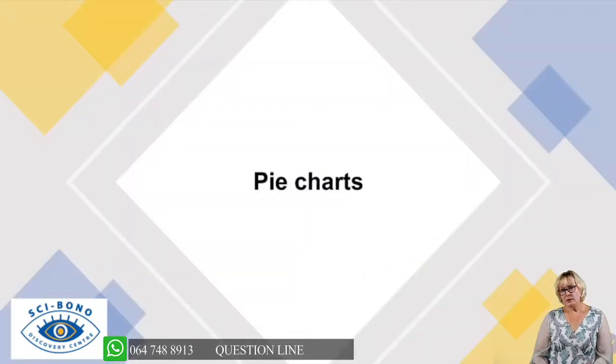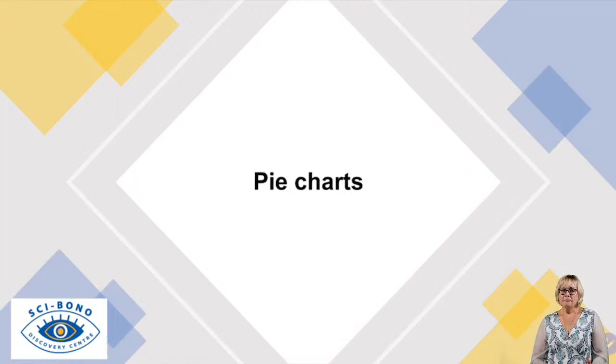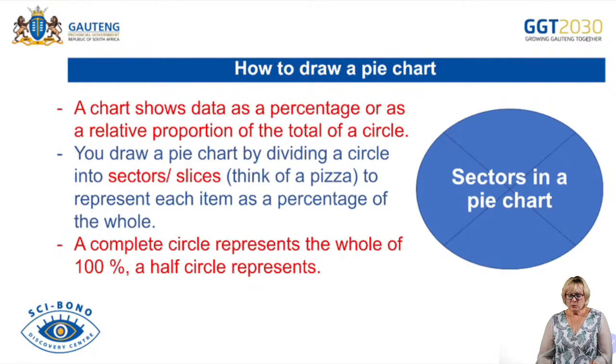Now we're moving to pie charts. Pie charts are a little bit more difficult than a line graph, a histogram, and a bar graph. Why do I say that? Because you have to do calculations here. Before you go into drawing the pie chart, you first have to calculate the degrees of every sector of the pie chart. How to draw a pie chart?